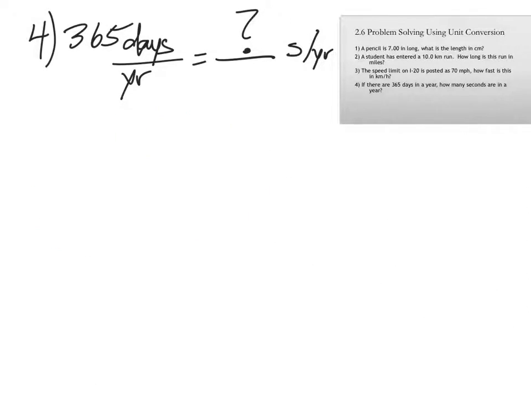Problem 4 here says that if there are 365 days in a year, how many seconds are in a year? So the conversion factors we need here are how many days in a year. First of all, there's 365. How many hours are in a day? There's 24 hours equals 1 day. Now this is calendar days.